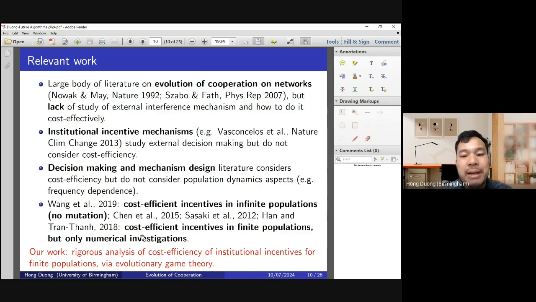The most relevant papers, by Han and Chen, consider cost-efficient incentives in finite populations, but they only provide numerical investigation. So our research will provide a rigorous analysis of the cost efficiency of institutional incentive for finite populations using evolutionary game theory. We use the framework of evolutionary game theory to study this question. In the next few slides, I will briefly introduce you to evolutionary game theory.